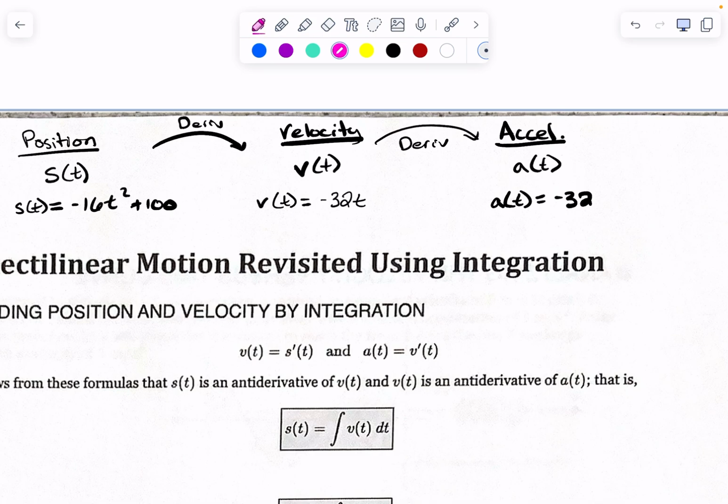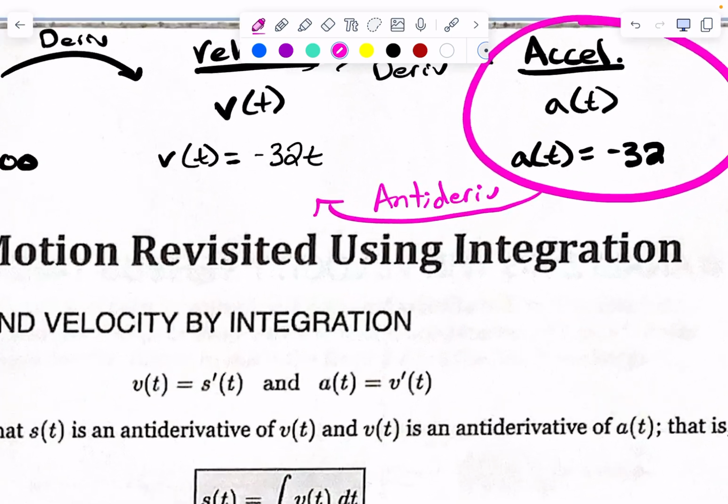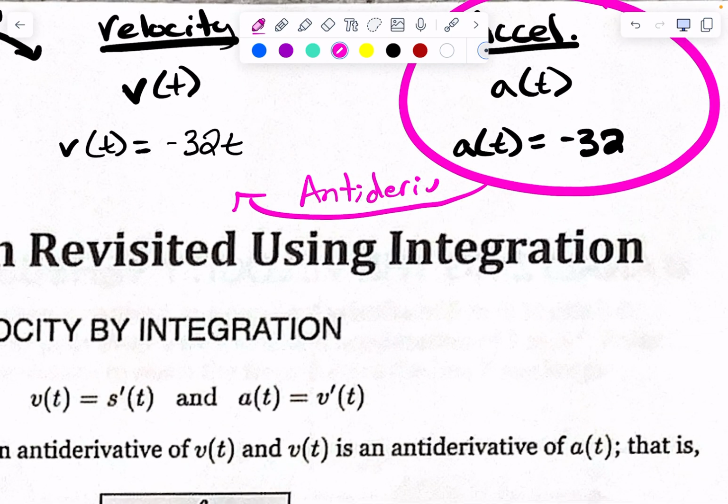Now we're going to be looking at going back the other direction. If they give me an acceleration, we gotta go backwards. How do you go backwards? Antiderivative. What's the antiderivative of negative 32? Negative 32t plus c. How do you find out what c is? Plug it in. They will say the velocity at a time of whatever is whatever, and then you can plug that in and find c.